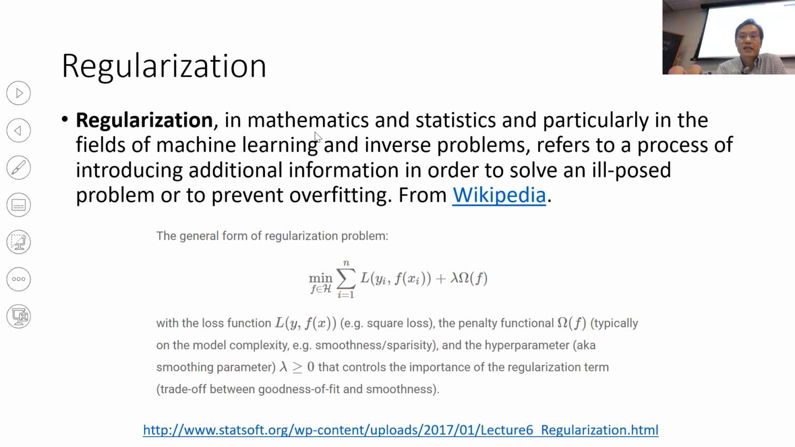Regularization, in mathematical statistics, particularly in the field of machine learning and inverse problems, refers to a process that introduces additional information in order to solve an ill-posed problem or to prevent overfitting. So how can we introduce additional information? We introduce additional information in the loss function definition here. Let me show you.